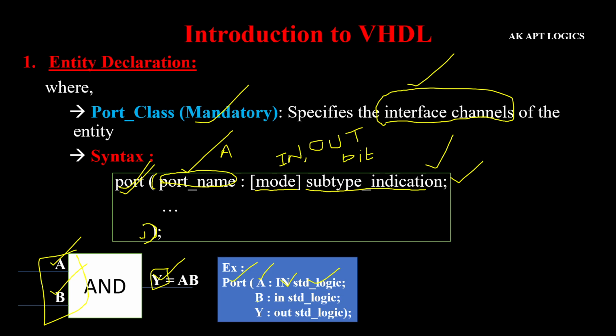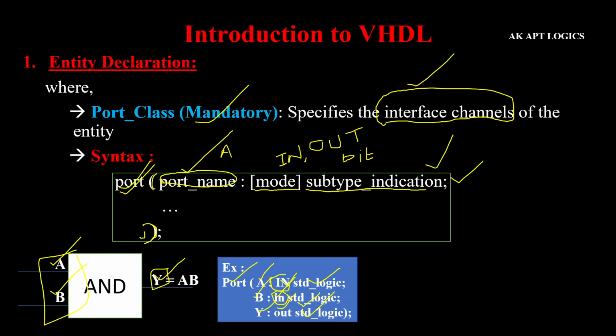And then B, which is another input port, and then we specify its mode in, and then std_logic. Next Y, which is an output, so we specify out and std_logic. You may ask, sir, you have used capital IN here and small in here. No problem. Why? Because VHDL is a case insensitive programming language, so capital IN and small in are the same. Remember this point.